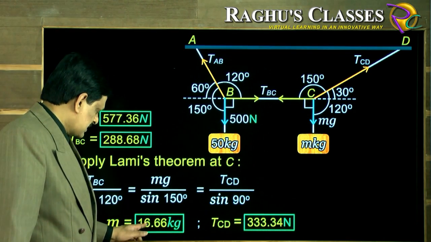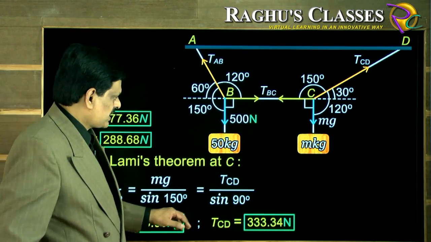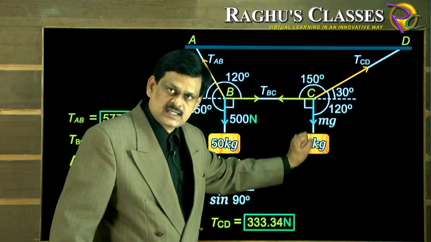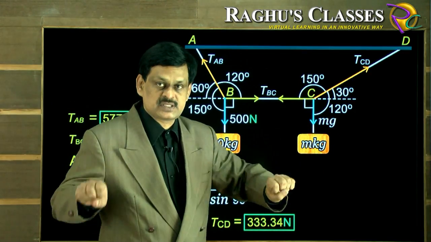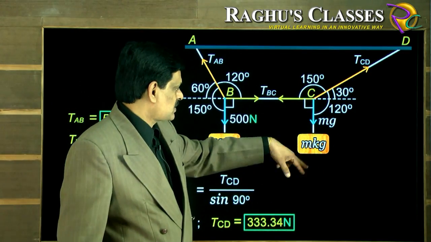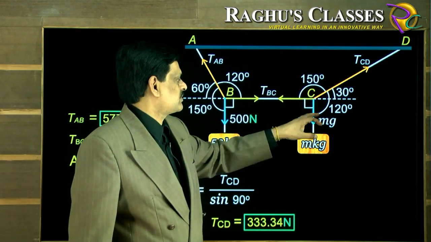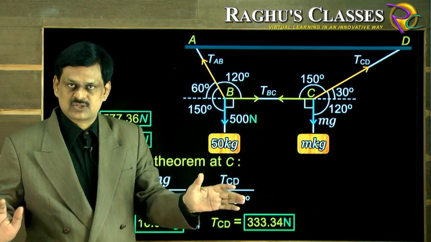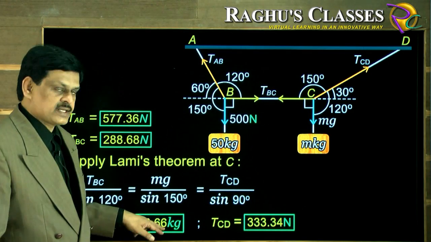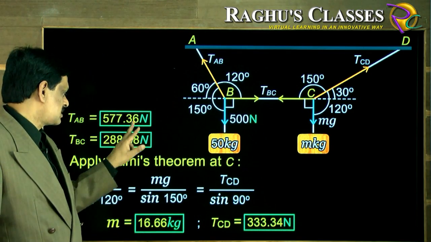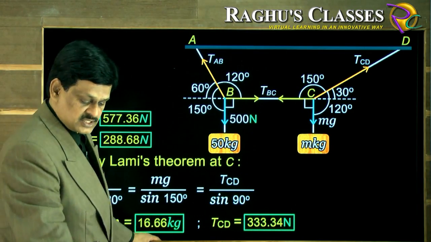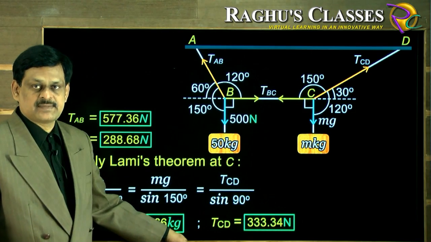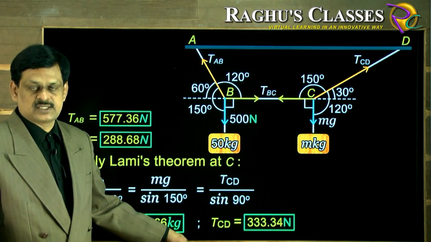So this is the mass to be hung here, and only if that is hung will the part BC be horizontal. Suppose this mass is lesser, the point C goes up; if it is larger, the point C comes down. So to keep the middle part of the wire horizontal, this is the mass to be hung. Under those circumstances, these are the values of the tensions in the three wires. This is how we can apply Lami's theorem at different junctions and solve the problem.